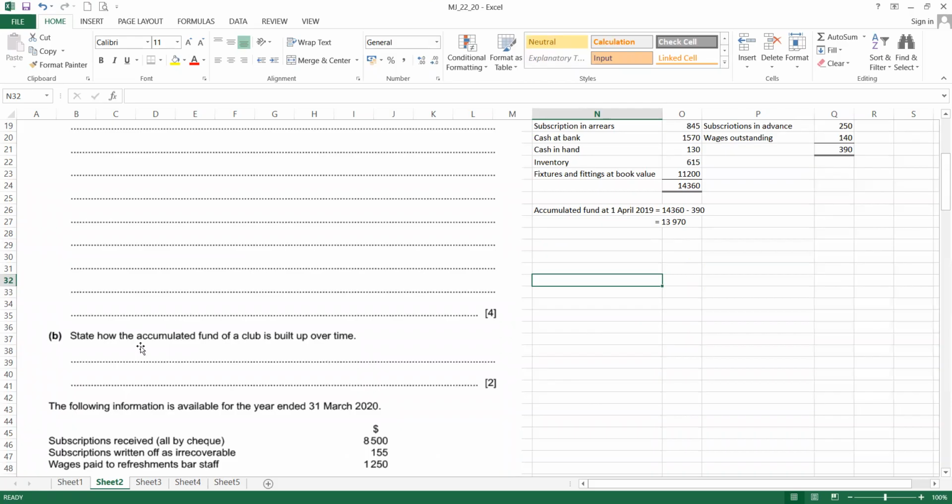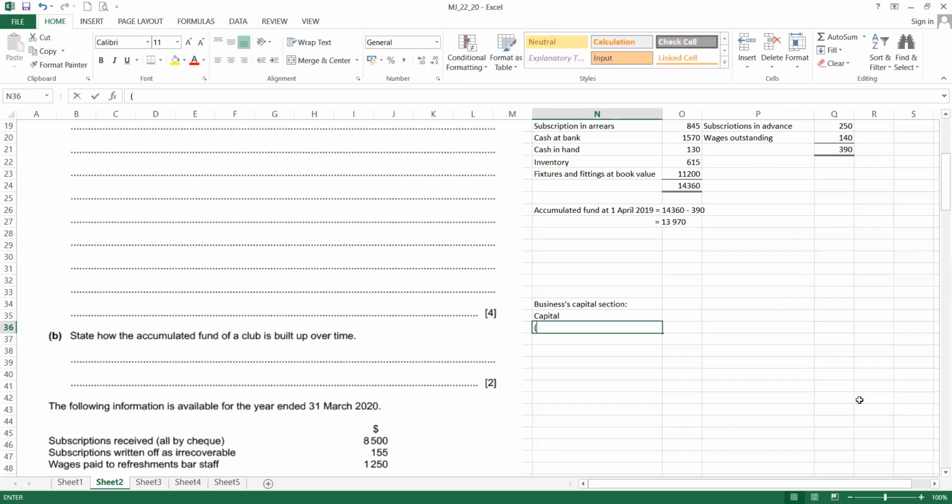State how the accumulated fund of a club is built up over time. A club does not have capital, so how do they get the accumulated fund? Accumulated fund is like the capital. In the capital section, you have the profit for the year. Let's compare with a normal business. In the business capital section, we have the opening capital.